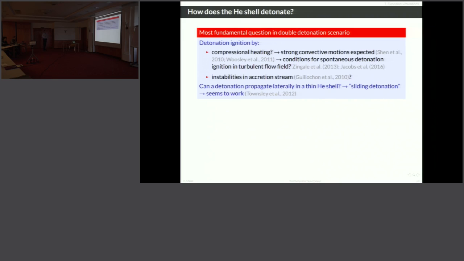Another potential question is, can the detonation propagate at all laterally in the helium shell? The problem here is that if you think of a helium shell of low mass, then the detonation would slide around the core, and behind the detonation, the material would strongly pre-expand. And this should have an effect on the burning zone inside the detonation. It would perhaps make the detonations weaker. And therefore, the question is whether with low helium shell mass, it's still possible to sustain a detonation in the helium shell material. So this was also tested numerically by Dean Townsley, but he found that for the conditions we are interested in, this is likely to still be working.